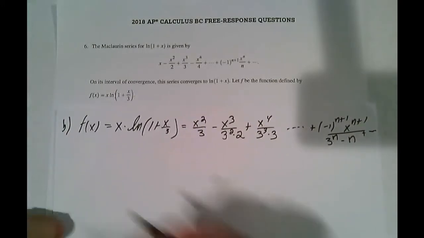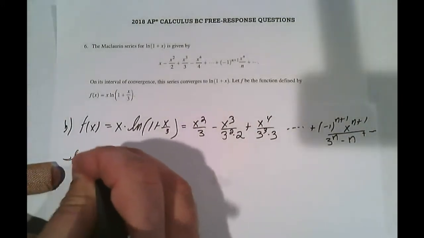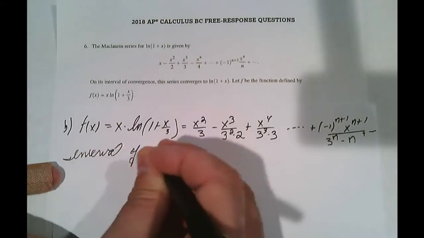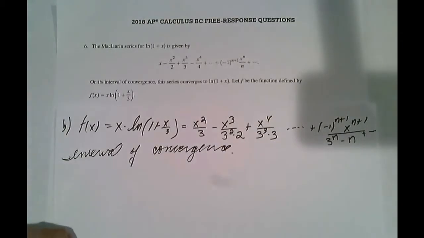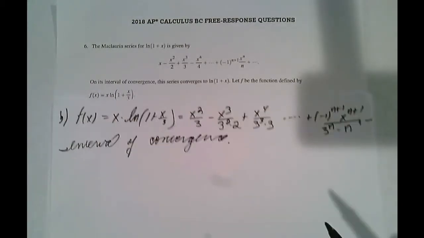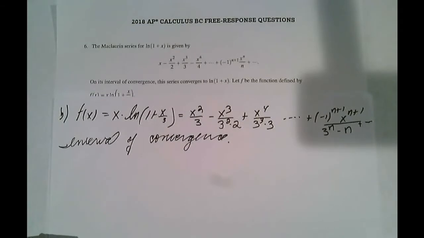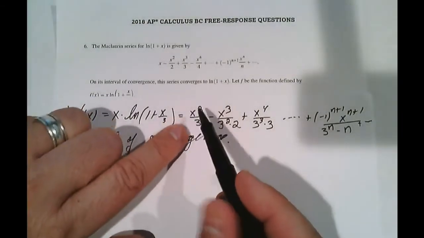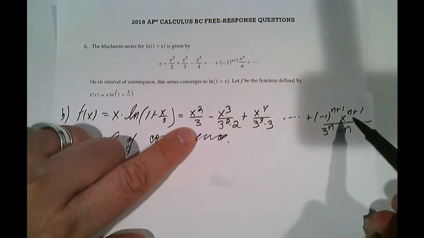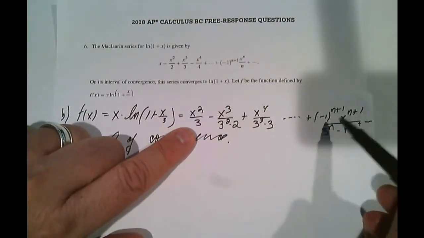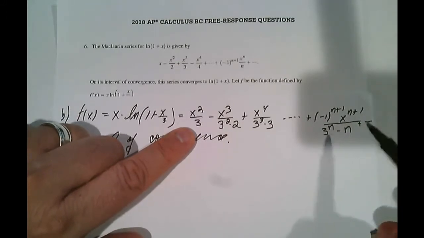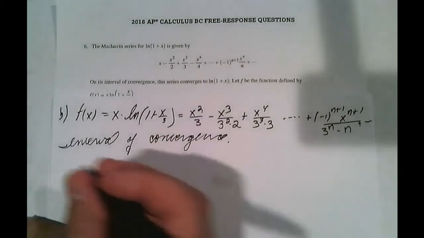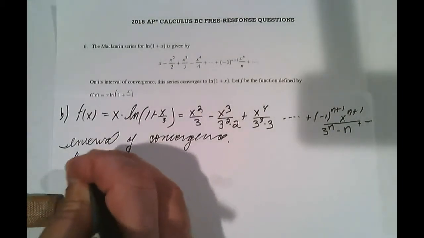If I'm going to find the interval of convergence, almost always, not always, but almost always, I'm going to use the ratio test, or I'm going to use the root test, because I don't have powers of n everywhere. If everything was being raised to the nth power, then I would consider the root test. But instead, I'm going to use the ratio test.